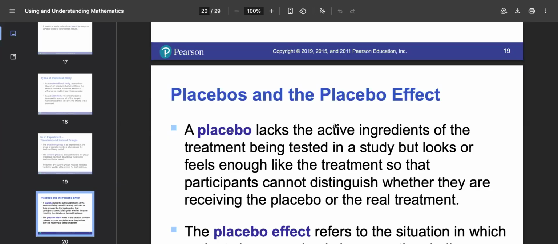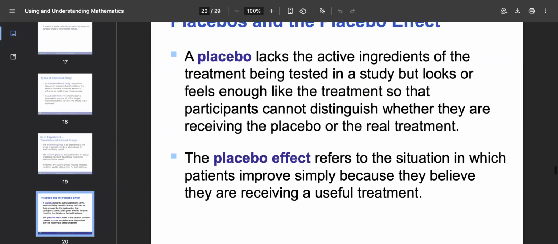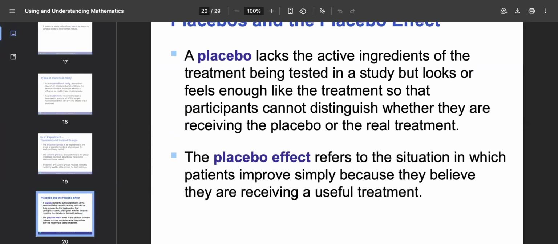And that's what they're saying the placebo effect is. It refers to the situation in which patients improve simply because they believe they are receiving a useful treatment. Sometimes it can just be the power of you want it to work. You paid a lot of money for it, so you're hopeful that it's going to work.